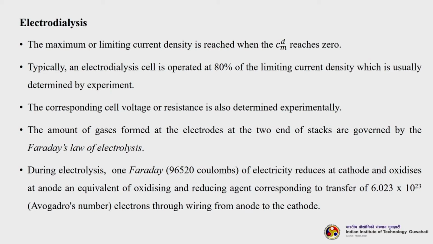The amount of gases formed at the electrodes at the two ends of the stack is governed by Faraday's laws of electrolysis. During electrolysis, 1 Faraday, which is equal to 96,520 coulombs of electricity, reduces at the cathode and oxidizes at the anode an equivalent of oxidizing and reducing agent, corresponding to the transfer of 6.023 times 10 to the power 23, that is Avogadro's number, of electrons flowing from anode to cathode. So, this is the amount of electricity that is getting passed.